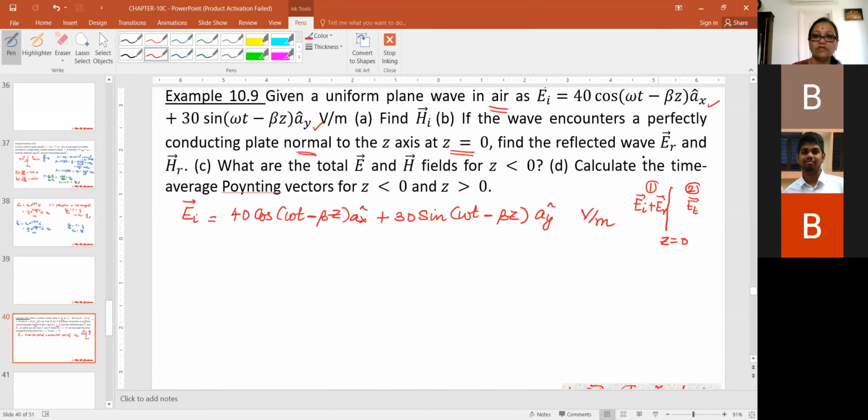Okay. Next, calculate the time average Poynting vector. So that means he is bringing in power also here. So let's start quickly solving it. So how do we start? HI is also asked, ma'am. HI is asked. Oh, find HI is also asked. Okay, great. So what are the things we should start finding?